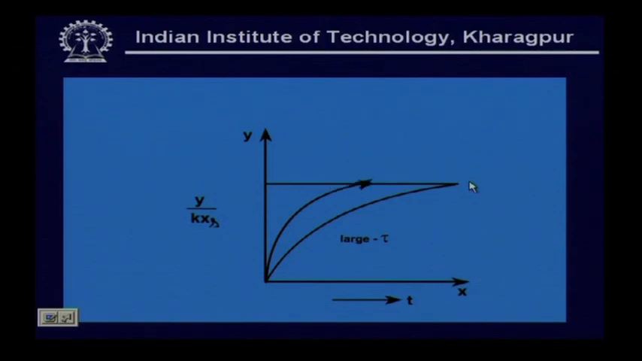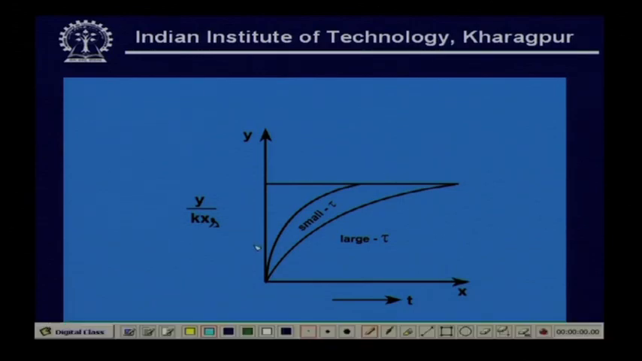Let it finish, then we will start again. Hopefully, it has finished. Now, see here, this is my y by k x s. I have taken the normalized value, so y will be a unitless quantity. Since it is normalized, it is unitless, and the maximum value will always be 1.0. So this will always be 1, and you have plotted t on the x axis.